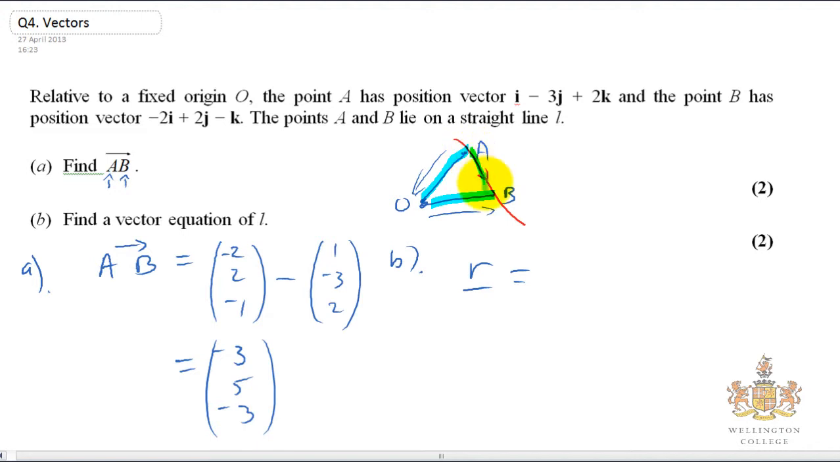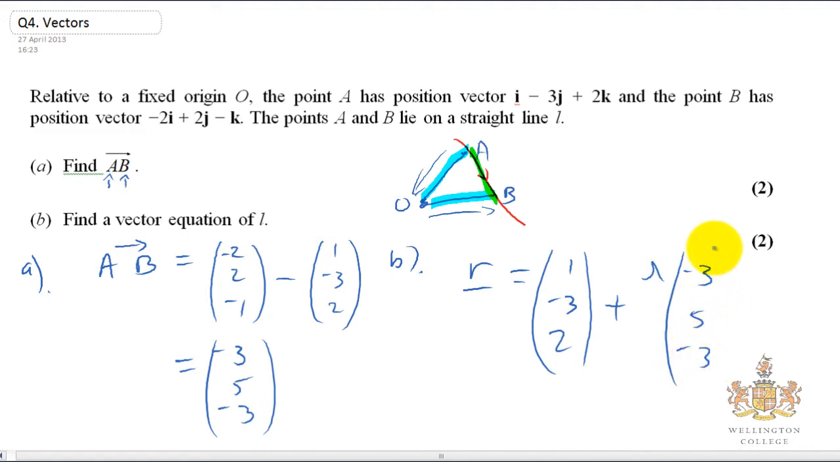Well, that is any vector in the line that is parallel to the line. In this case, AB is that vector. Okay, A to B is parallel to the line. So therefore, r will be how we get to the line. I'm going to use OA, which is 1, minus 3, 2. And I add to that some multiple of the direction vector, minus 3, 5, minus 3. And you can use any parameter here you like to describe this.